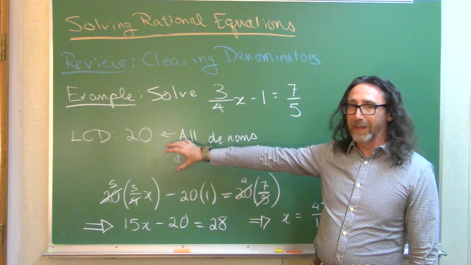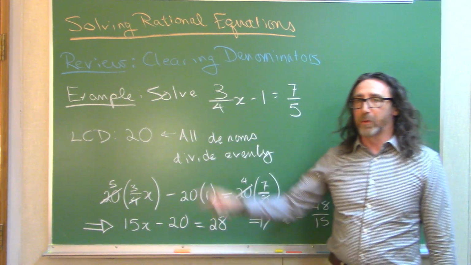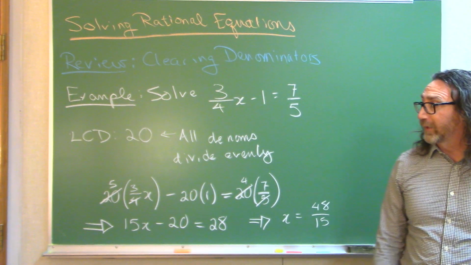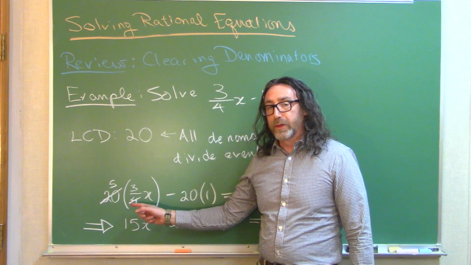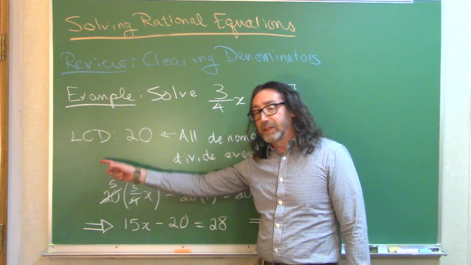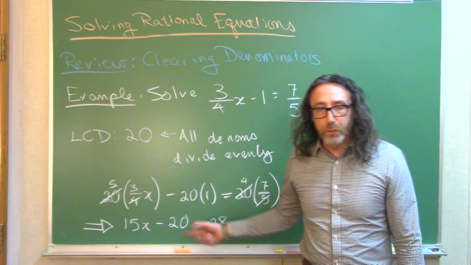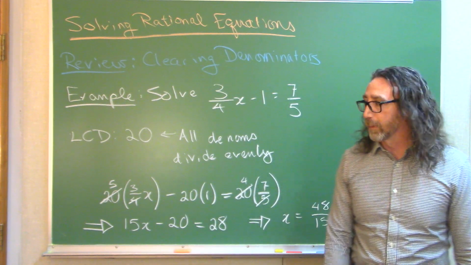So the strategy involves finding the LCD and then multiplying both sides of the equation by that LCD, and the point being that since you're using the LCD, all the denominators divide into that LCD evenly, so it will cancel out all your denominators, giving you a new equivalent equation that does not have fractions anymore.